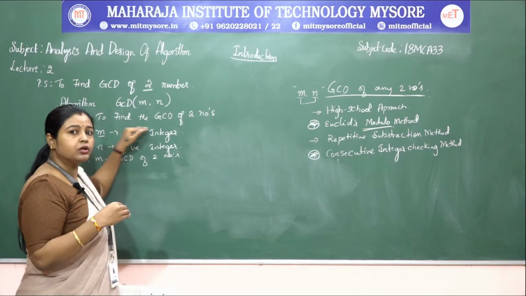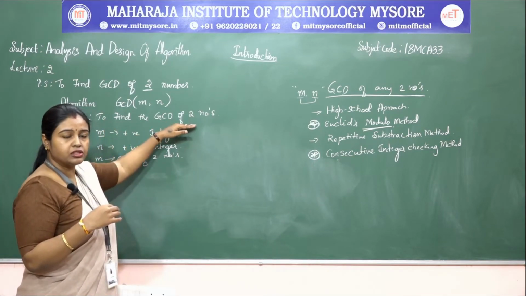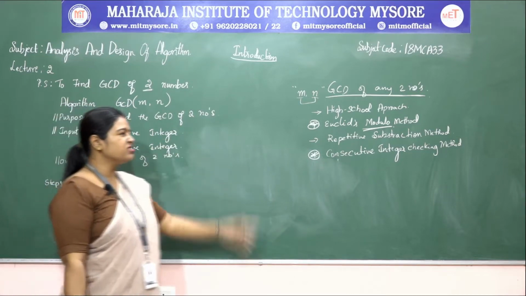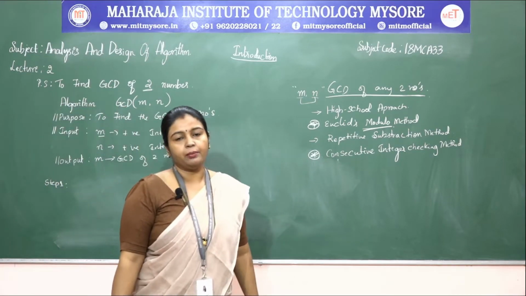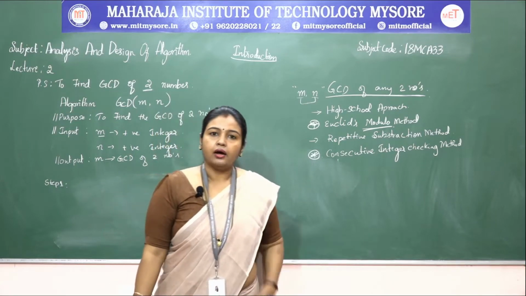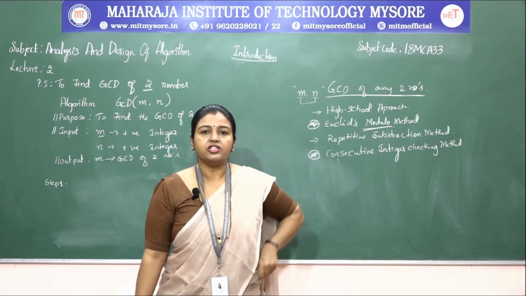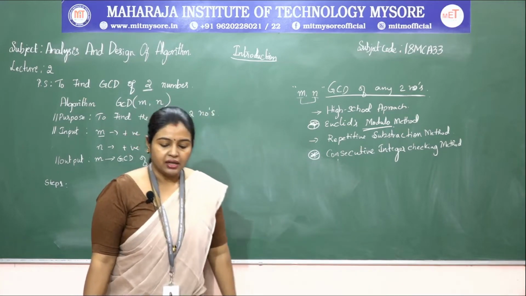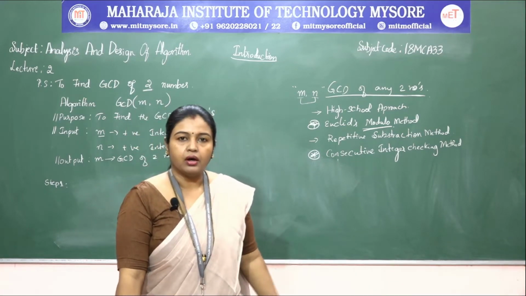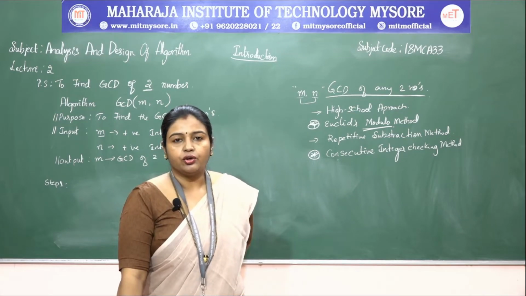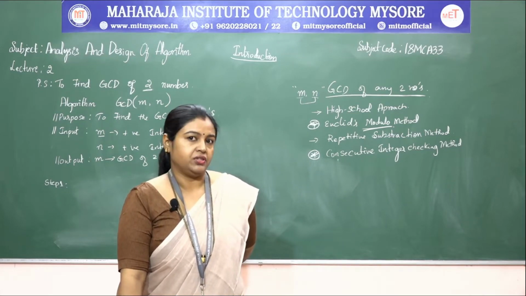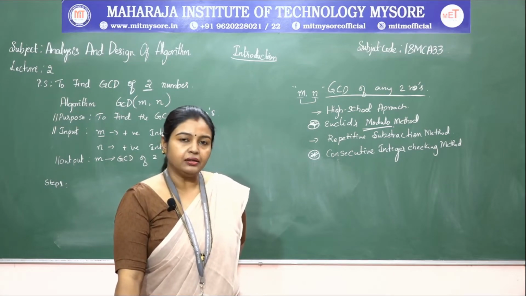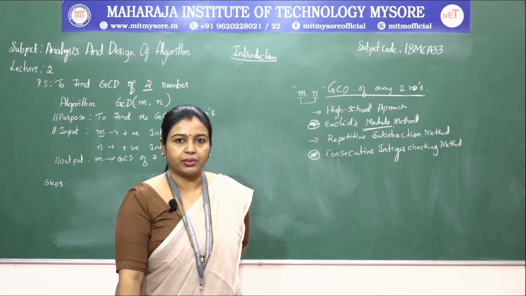So the algorithm computes the GCD of 2 numbers using the consecutive integer checking method. Let us see what this consecutive integer checking method is. As we know, the basic operation of finding the GCD of 2 numbers is division. Here, division can in turn be performed using the subtraction method also.